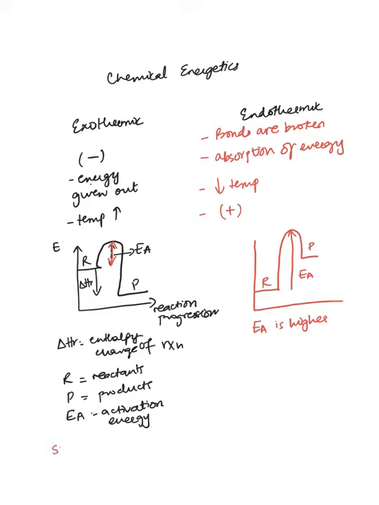Hence we can say that the exothermic reactions are rather spontaneous because they don't require a lot of activation energy compared to endothermic, which require a lot of activation energy. And this here becomes the delta HR, which is the enthalpy change of reaction.